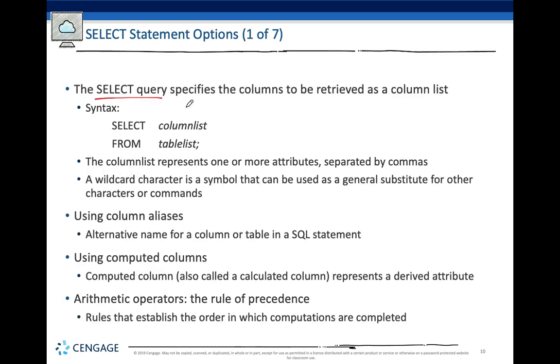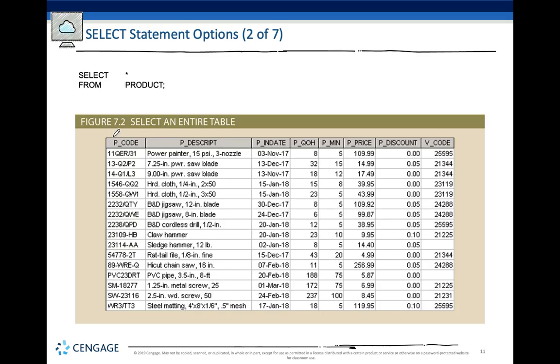Now the select query specifies the columns to be retrieved in the form of a list, right? The easiest way to understand this is to look at an example. Here's an example. If we say select star from product, that means select all the columns from the product table. So this will select all the columns in the product table and all the rows.